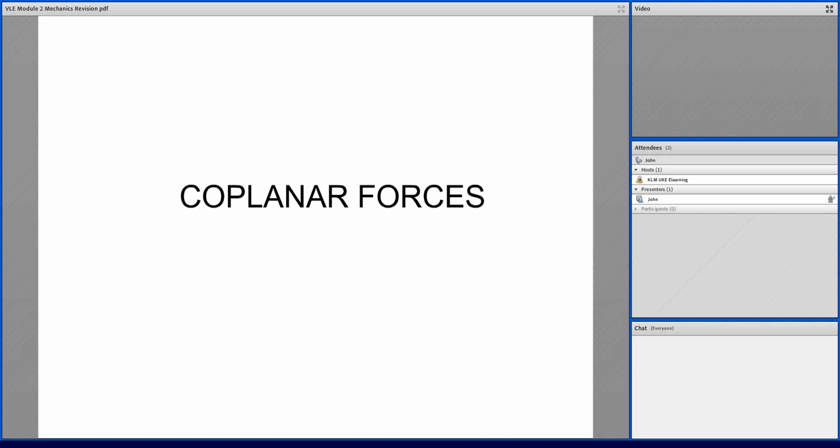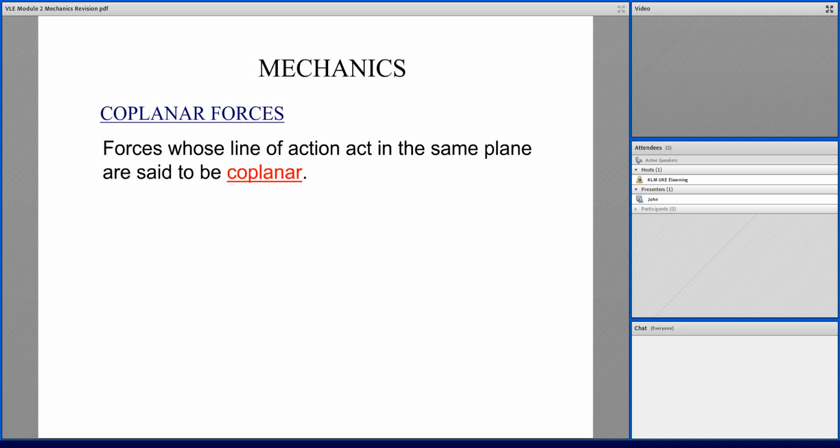Basically, what is a coplanar force? Now, coplanar forces then, well, these are forces whose lines of action act in the same plane, and they are said to be coplanar. So you must think in all the previous examples I've shown, where we've set up an x and y axis, you can think about it looking along a sheet of paper. Going in, we have length and we have width or breadth, but we don't have any thickness. Okay, so that's two planes basically. We've got a horizontal and a vertical plane.